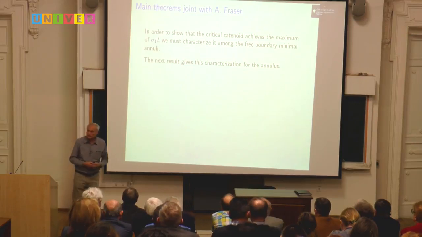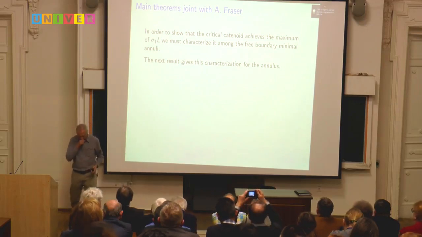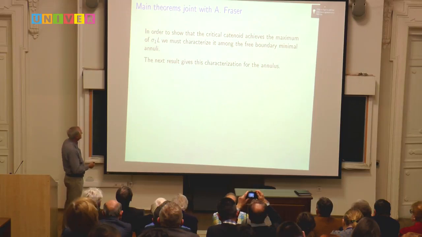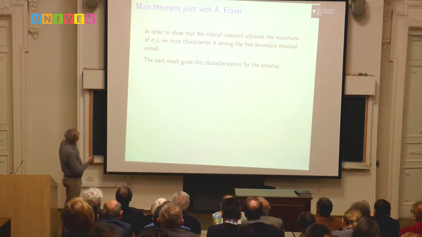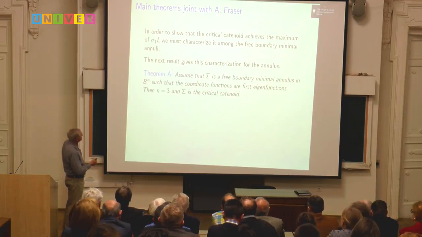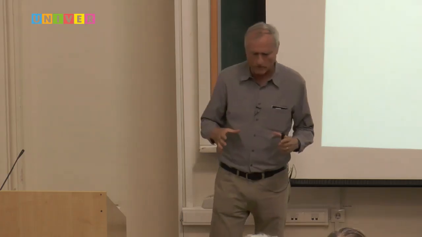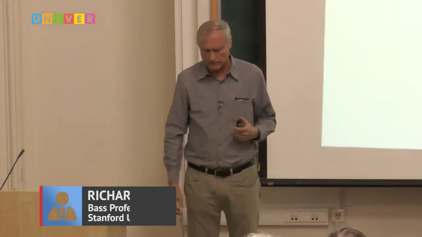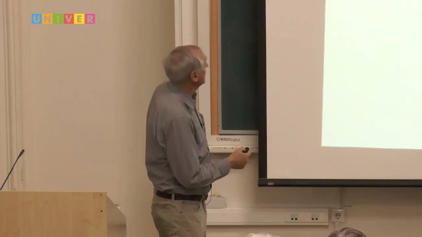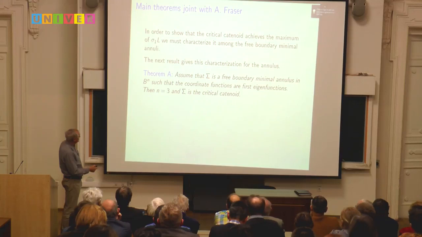OK, and so let me just state the main theorems, and then I want to close by making a few comments about the higher dimensional case, which is some work that we've just posted last week. And so first of all, we want to understand the maximizing metric for the annulus. So the theorem is that the induced metric on the critical catenoid uniquely maximizes the eigenvalue problem over all metrics on an annulus. And so the way we prove that is we first have to characterize the critical catenoid. So we prove a theorem which is a kind of uniqueness theorem.